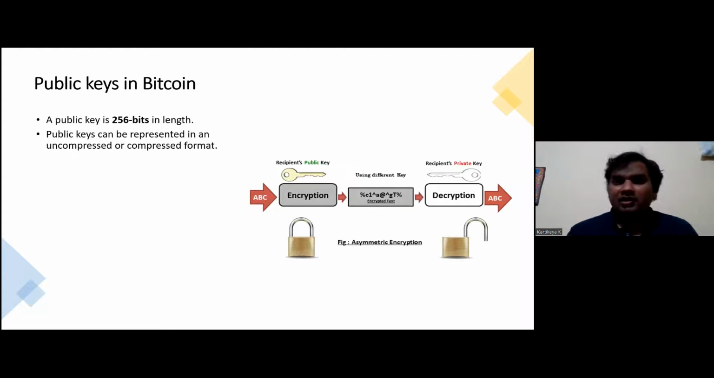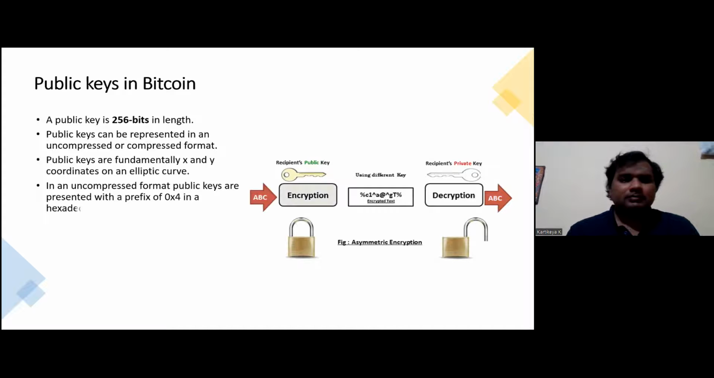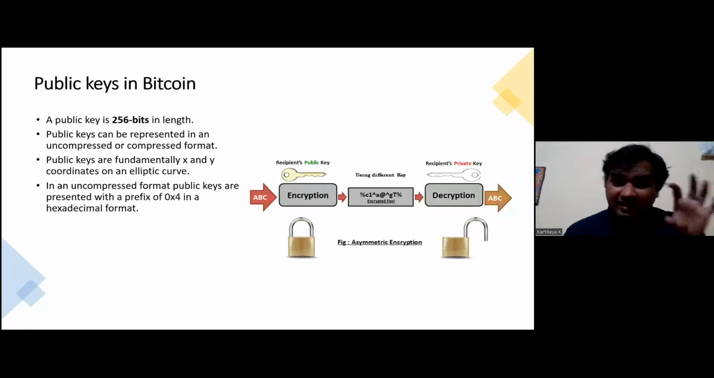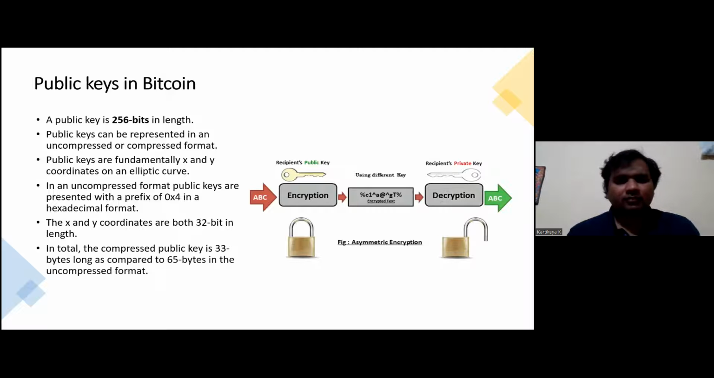Just as we have the normal private key and the mini private key, this public key also can be represented in a compressed format or an uncompressed format. Public keys are fundamentally X and Y coordinates on an elliptic curve. In an uncompressed format, public keys are presented with a prefix of 04 in hexadecimal format. As I told you earlier, 0x means it represents hexadecimal format. The X and Y coordinates are both 32 bytes in length. In total, the compressed public key is 33 bytes long as compared to 65 bytes in the uncompressed format.